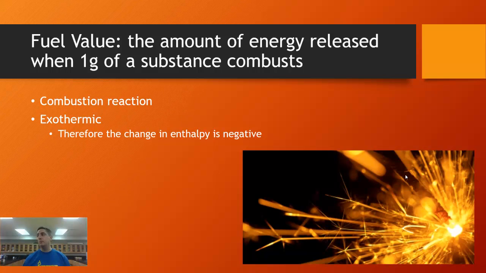Now hopefully you remember that combustion reactions are simply when you have something, typically a hydrocarbon as we've defined it before, but it can be anything reacting with oxygen. And as a result, it's an exothermic reaction. So you have a ton of energy being released most of the time in a lot of these reactions. Therefore, since it's exothermic, we get a change in enthalpy that is negative. So the delta H is going to be negative for these.